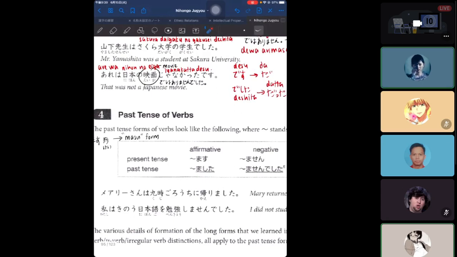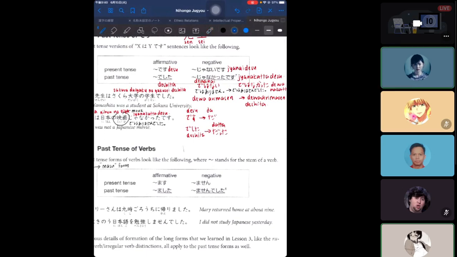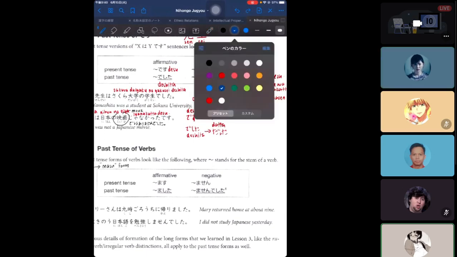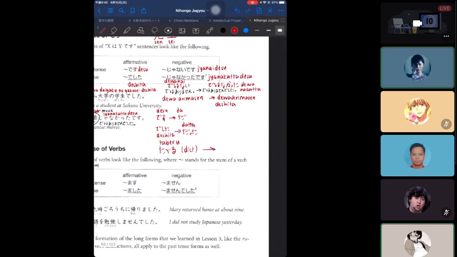With your friends, you can just use the dictionary form. For example, the word taberu is in the dictionary form. If you want to change it into the formal form, you use masu, so it becomes tabemasu. Tabemasu is the formal form.